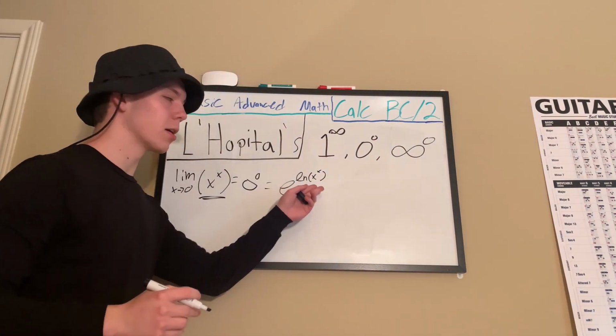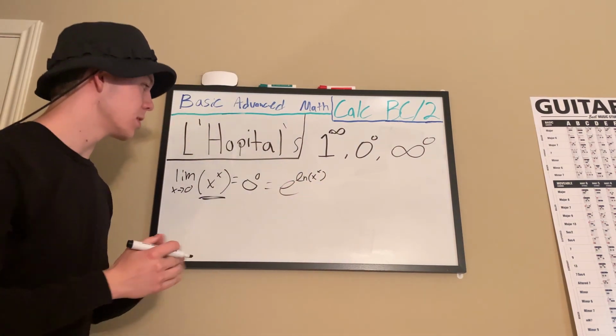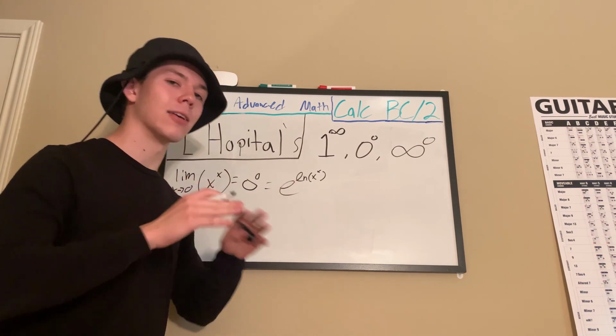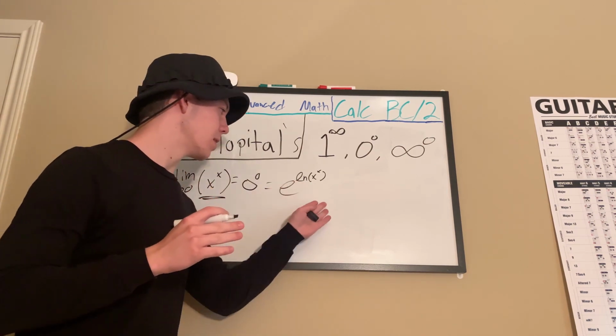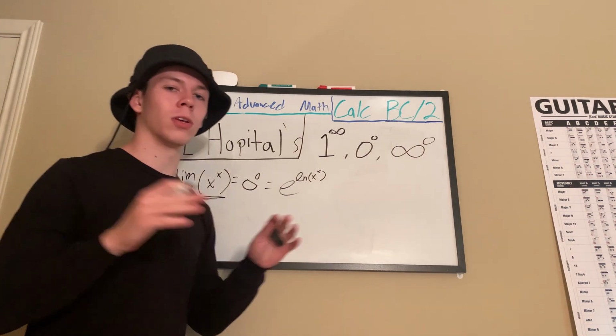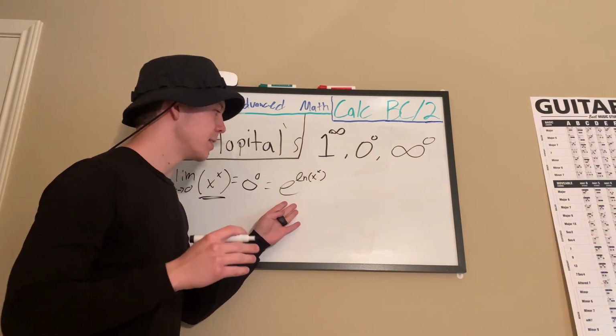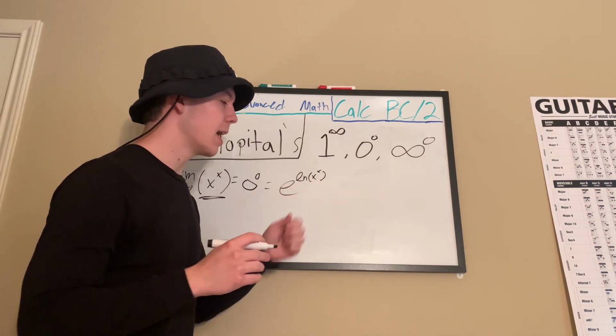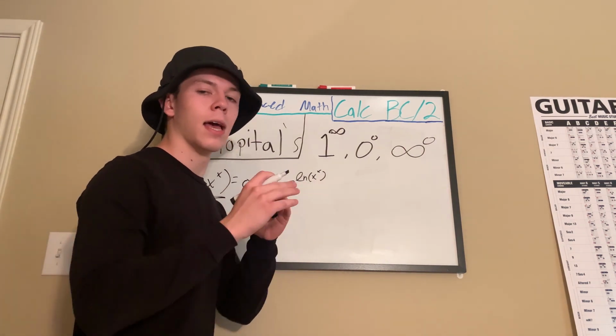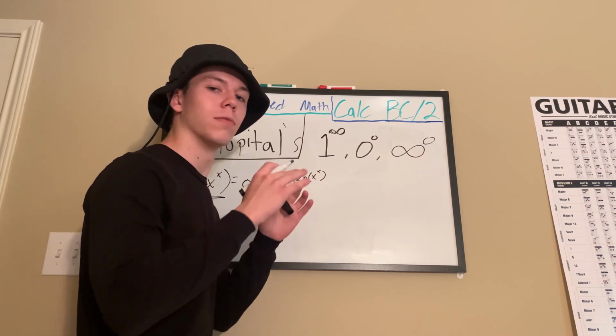e to the natural log of x to the x. We rewrote this. E and natural log cancel each other out, so this is the exact same as this. We just rewrote it in a different way. However, we can simplify this even more by realizing that natural log of x to the x is the same thing as x times the natural log of x.